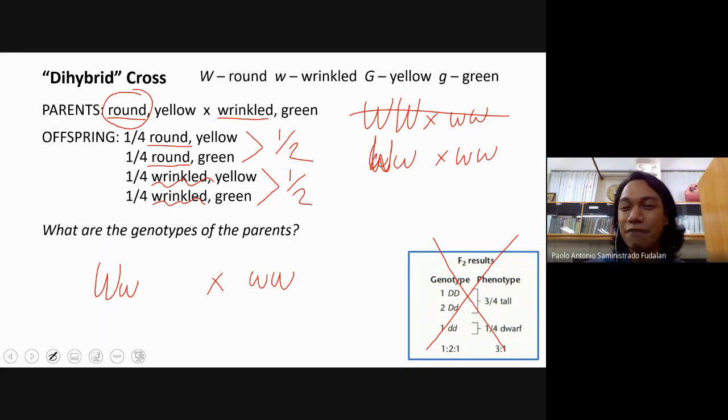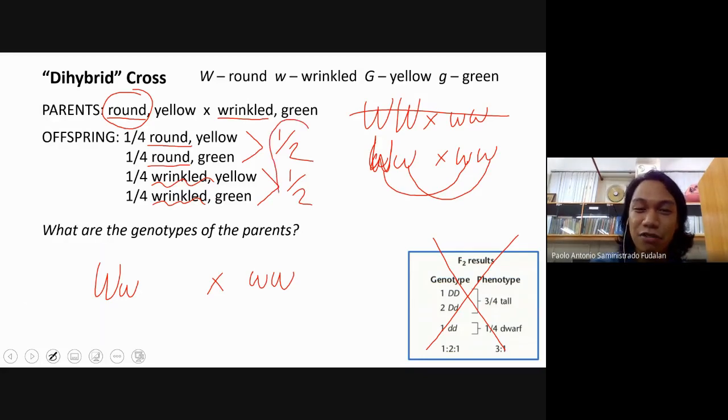So that's what we're going to put here. And in fact, if you do the cross, if you do the Punnett square, one half will be big W, small w, round, and one half will be small w, small w, wrinkled. And that's exactly the ratios that we have here, one half, one half. So the answer earlier is correct so far.